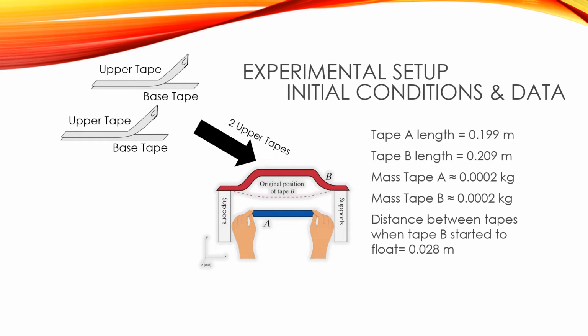Experimental setup. We created two pieces of charge tape by ripping off pieces of upper tape from base tape. So now we have two pieces of charge tape. We designate one as tape B and put it on some supports, and then we bring tape A closer and closer to tape B until tape B starts to hover, and this is when we know that the force of gravity and the force of electric field are exactly canceled out.